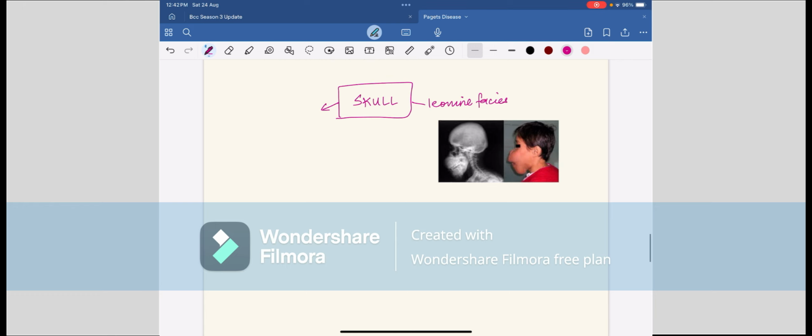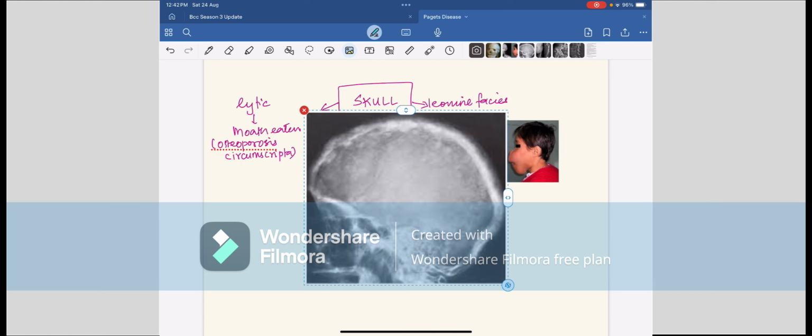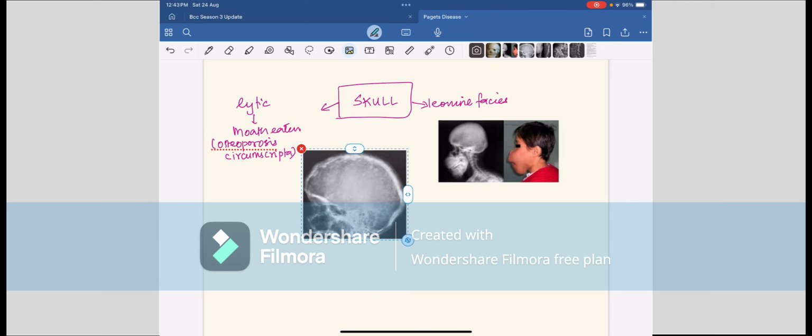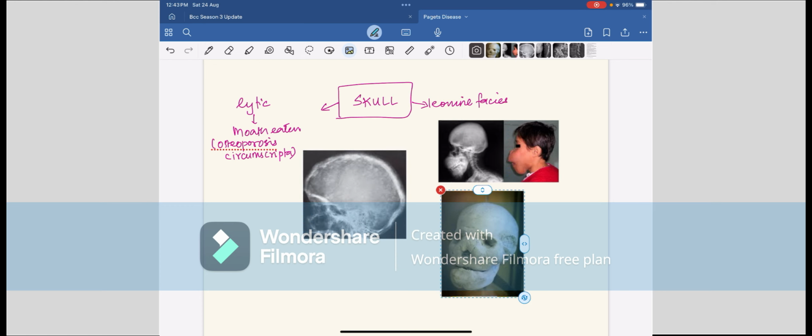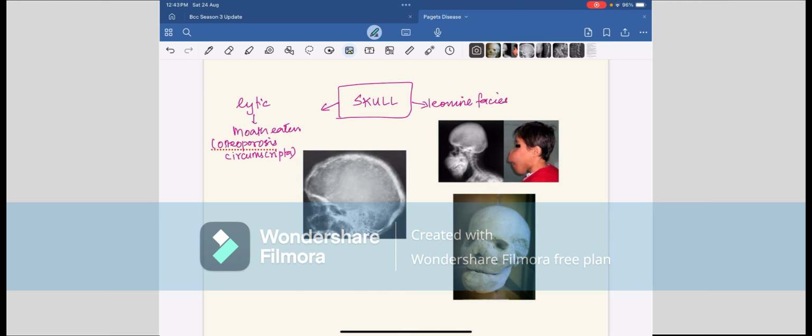Another problem that is happening in the skull is because there will be lytic lesions which make it look like a moth-eaten appearance, which is also called osteoporosis circumscripta, which is seen in this picture. So that is the lytic lesions in the skull. This is another picture of the skull showing the leonine facies. So these are the things that are happening with the shape and the x-rays of the skull.